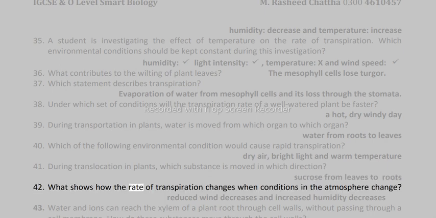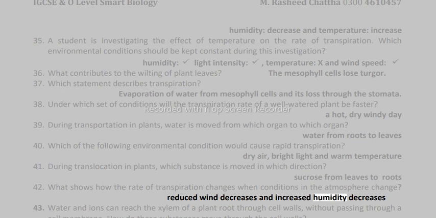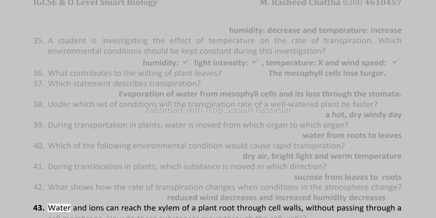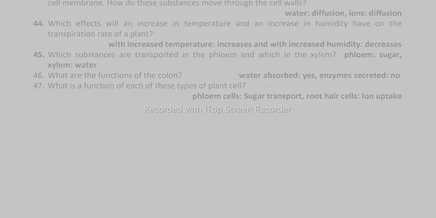42. What shows how the rate of transpiration changes when conditions in the atmosphere change? Reduced wind decreases and increased humidity decreases. 43. Water and ions can reach the xylem of a plant root through cell walls, without passing through a cell membrane. How do these substances move through the cell walls? Water, diffusion, ions, diffusion. 44. Which effects will an increase in temperature and an increase in humidity have on the transpiration rate of a plant? With increased temperature, increases, and with increased humidity, decreases.